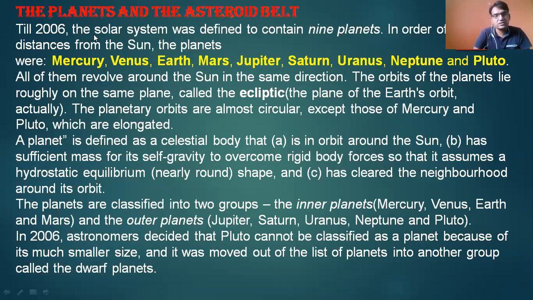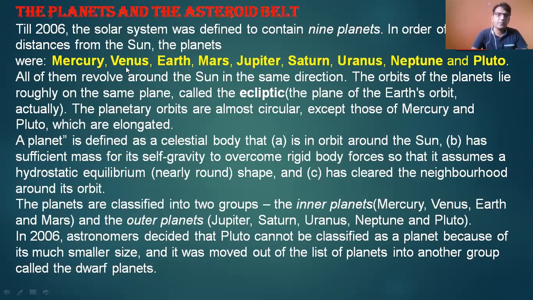Till 2006, the solar system was defined as containing 9 planets. After 2006, one planet was removed from the solar system; it is no more a part of it. So the planets we have are Mercury, Venus, Earth, Mars, Jupiter, Saturn, Uranus, Neptune and Pluto. This is the series of 8 planets.